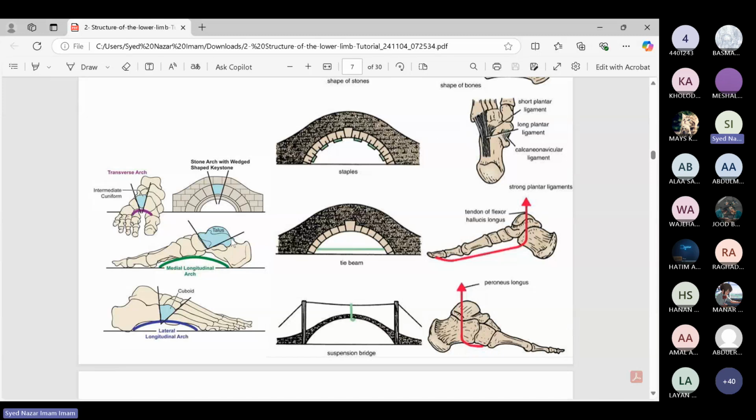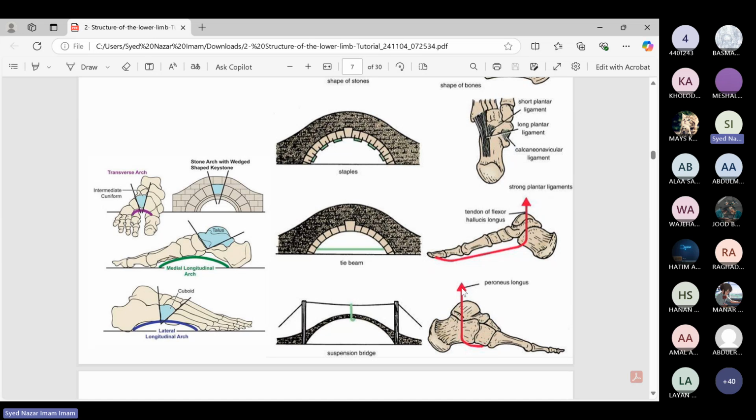Now, once this arch is formed, you need to maintain it. So how is it maintained? You need to attach these bones together by short ligaments and long ligaments. So these are different short and long ligaments which are putting the bones together. And then we have something pulling it from above. What are these? These are the tendons of the long muscles. You have seen on the medial side, we have the tendon of flexor hallucis longus, and on the lateral side, we have the peroneus longus. So these tendons are actually pulling it from above and maintaining it.